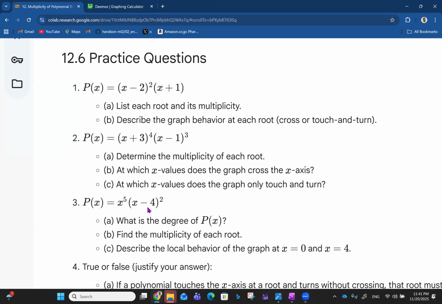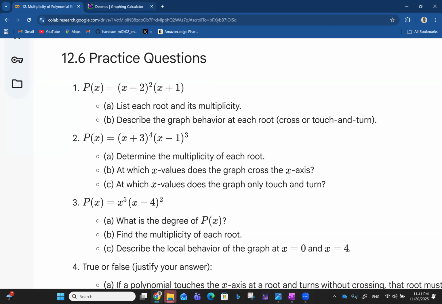Then find the multiplicity of each root: 0 five times, 4 two times. That's what this means. Describe the local behavior of the graph at x equals 0 and x equals 4. Of course, at x equals 0, because the power is odd, you're going to have a cross through that point. At x equals 4, you're going to have a turning. So it touches at 4 and it turns.